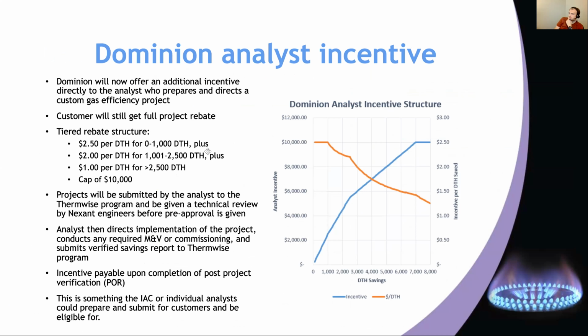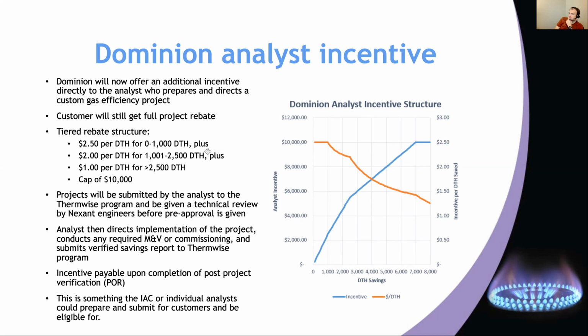Dominion also has an analyst incentive. So instead of paying engineering firms like Rocky Mountain Power does, as they do for Cascade and KW, Dominion will send an additional incentive directly to the analyst who prepares and directs the custom gas efficiency project. So the customer gets the full rebate, but then the analyst gets an additional rebate directly to them based on a tiered rate structure and based on successful completion and installation and verification of the project. This is something that individuals, firms, or third-party energy consulting companies can take advantage of.